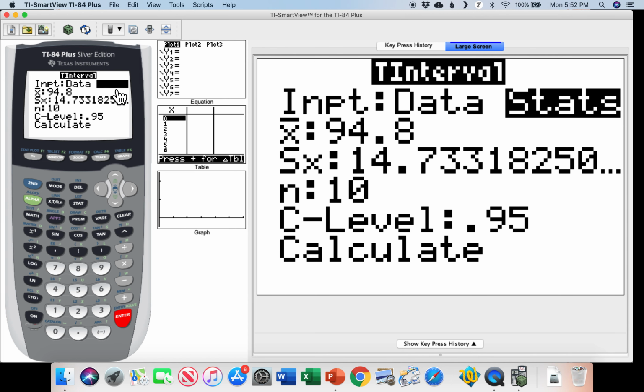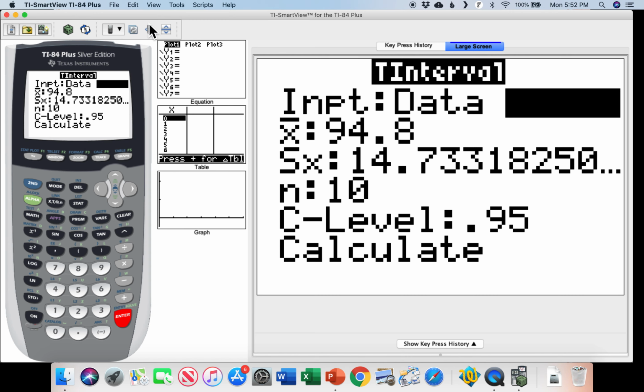Okay, if we highlight stats, x bar has a value, SX, the sample standard deviation, remember, is required for a T distribution, so that's the sample standard deviation, and sample size, and again C-level. So the C-level is different from the t-score percentage that's specified. So this 95 represents a 95% confidence interval, not the t-score T 97.5%.